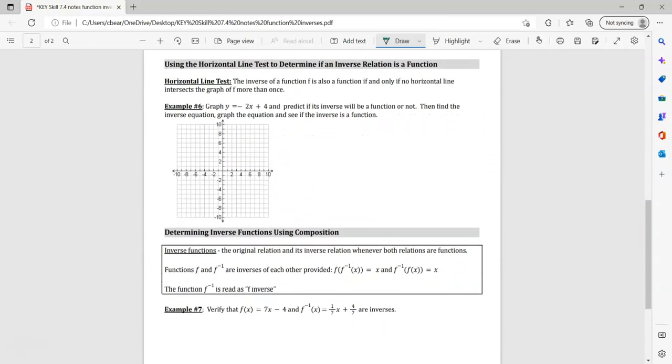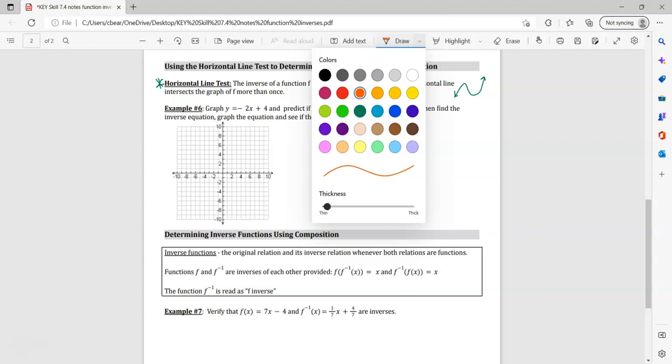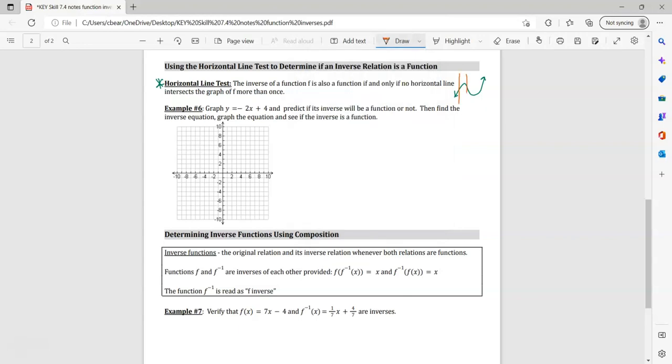Now, how do we look at it from a graphical perspective? We can use something called the horizontal line test to help us determine if an inverse relation will also be a function. You may remember that in general, to check if something is a function, you could use the vertical line test, and the vertical line test has to pass in order for something to be a function. So like, for example, if I had a graph like this, and I were to use the vertical line test, it would pass because no vertical lines would cross through this graph in more than one spot.